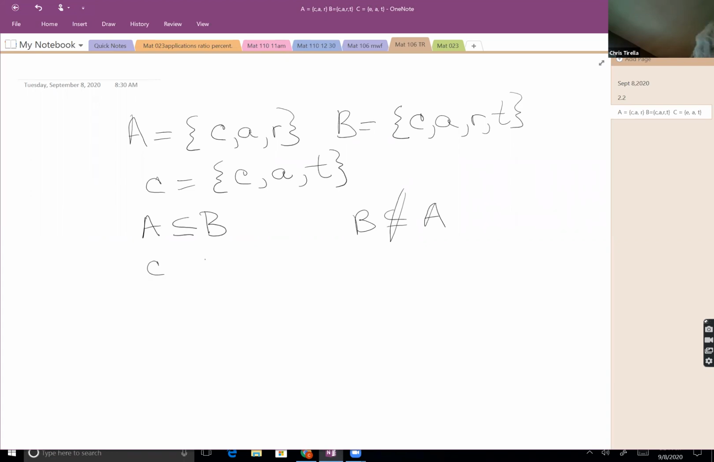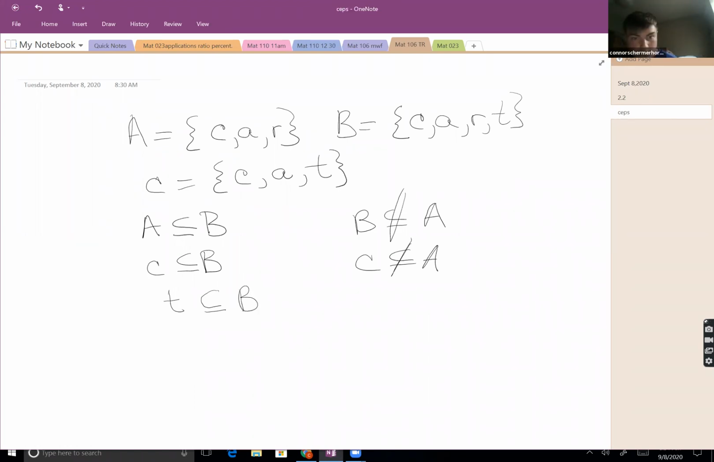Is C a subset of B? Yes. Is C a subset of A? No. C has a T in it, A does not. Is the letter T a subset of set B?